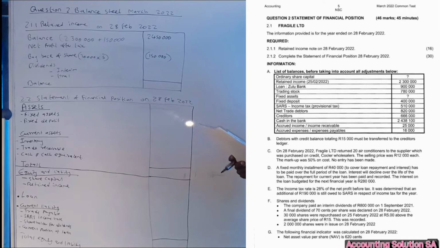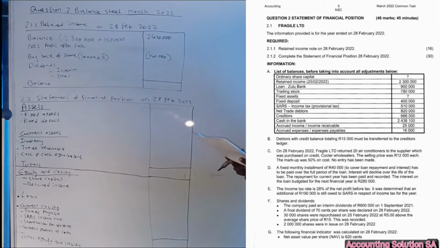Okay, they give us a provisional tax of 510 and the transaction number E. Income tax rate is 28% of the net profit before tax, and it was determined that an additional 190 was still owed to SARS, which means that it was a liability. Okay, which means that from the amount of 510, we have to add the amount of 190 so that we can see how much tax we're supposed to pay.